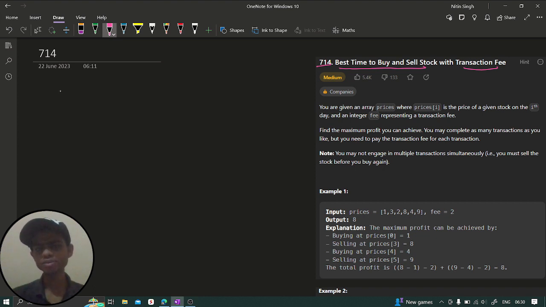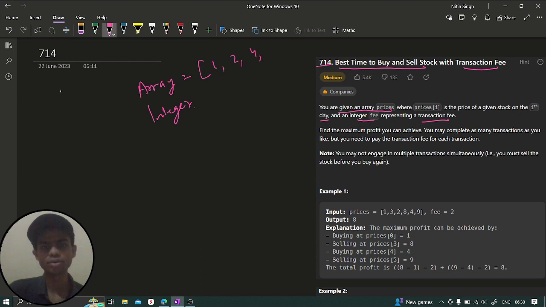The problem says you are given an array price where price[i] is the price of a given stock on the ith day, and an integer fee representing a transaction fee. So guys, one thing is clear that we are given two things. The first thing is nothing but the price array, and the second thing is an integer. Now this array is gonna have some values. The name of that is price. So this is gonna have 1, 2, 4, 6, anything.